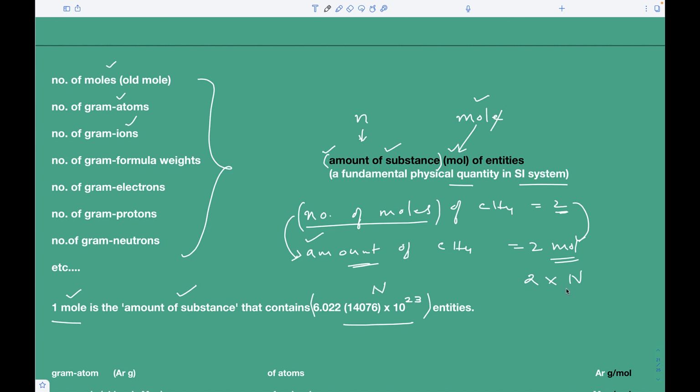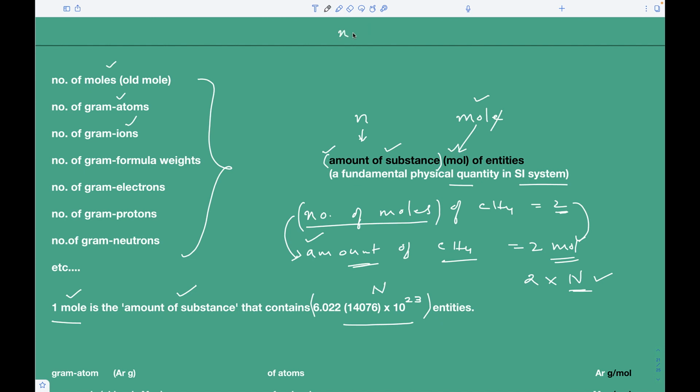That means we are saying we have 2 times an Avogadro's number of particles or entities with us. But what are those particles? Are they atoms, molecules, ions, or something else? This does not tell the nature of the particles. But in this case, we can figure it out without any confusion, because here we are talking about the substance methane, and we know methane is a molecular substance and it is composed of molecules. So here we are clearly talking about methane molecules. So when we say the amount of methane is equal to 2 mole, we are saying we have 2 times an Avogadro's number of methane molecules.